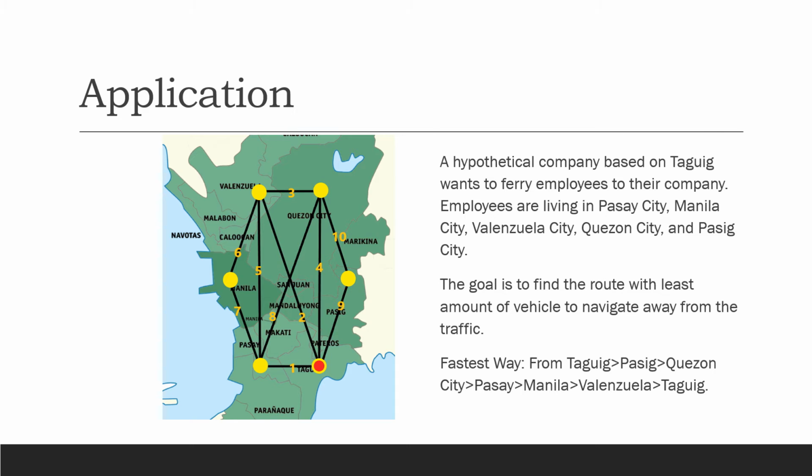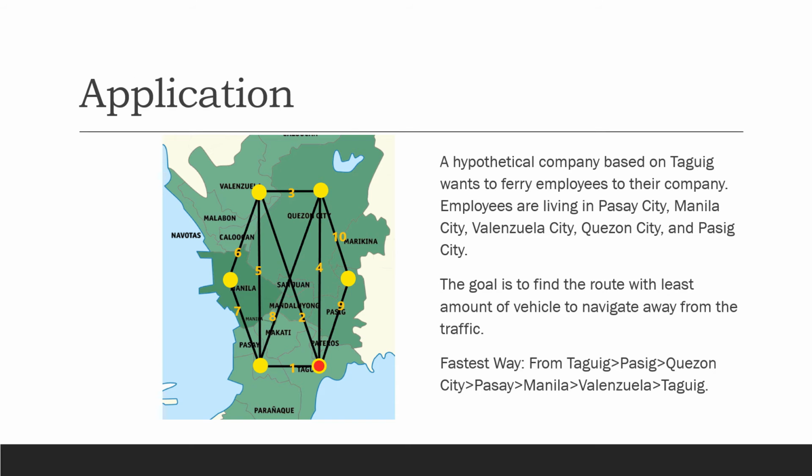The application is based from Taguig, and finding the most optimal way is by using the Hamiltonian circuit and brute force algorithm. By using brute force algorithm, we will try to find the least amount of vehicles in a route to make sure that the shuttle service would not be delayed.